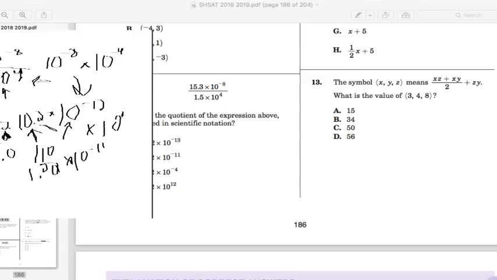So XZ is 24. 24 plus XY, 12. 24 plus 12 is 36. Divided by 2 is 18. So we have 18 plus ZY, which is 32. So 18 plus 32 is 50. So 13 should be C. All right, and that's the last problem.